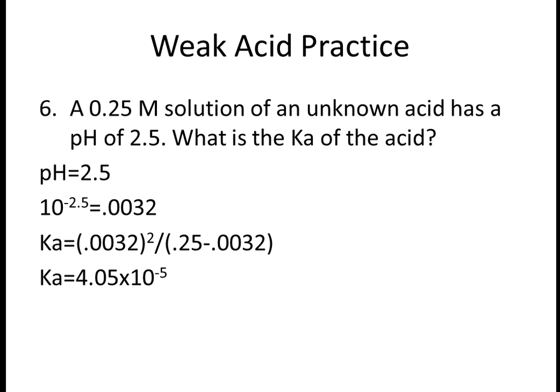To find the Ka, you take the pH, and you actually take the inverse of the negative log, because if you think about it, you want to go backwards and find the concentration. So to go backwards of a negative log, you do 10 raised to the negative number that you got. So 10 raised to the negative 2.5, and you get 0.0032. And then to find the Ka, you just take that number and square it and divide it by 0.25, which is the molarity, minus 0.0032, and you get 4.05 times 10 to the negative 5 for your Ka.